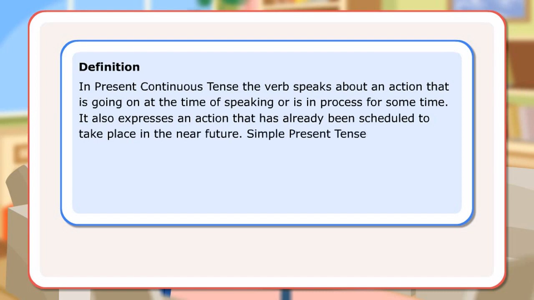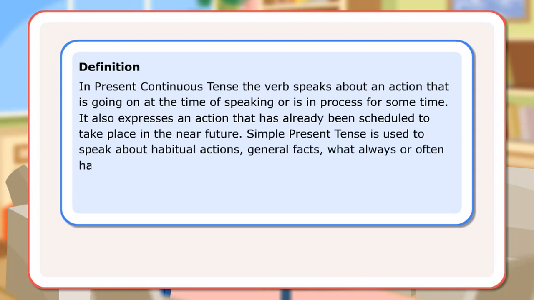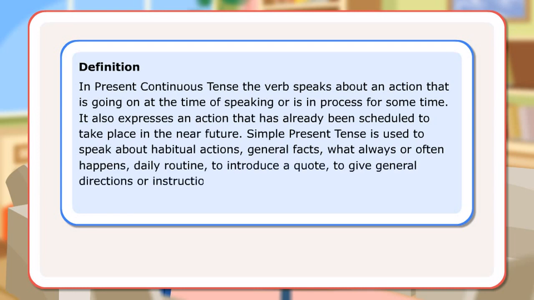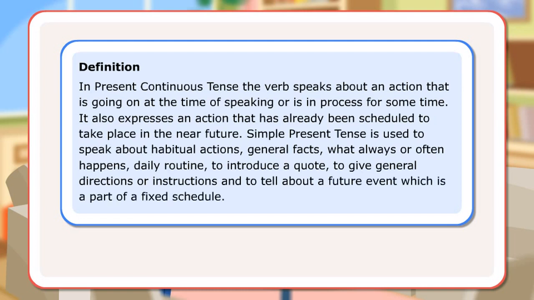Simple present tense is used to speak about habitual actions, general facts, what always or often happens, daily routine, to introduce a code, to give general directions or instructions, and to tell about a future event which is a part of a fixed schedule. Let us look at a few sentences.